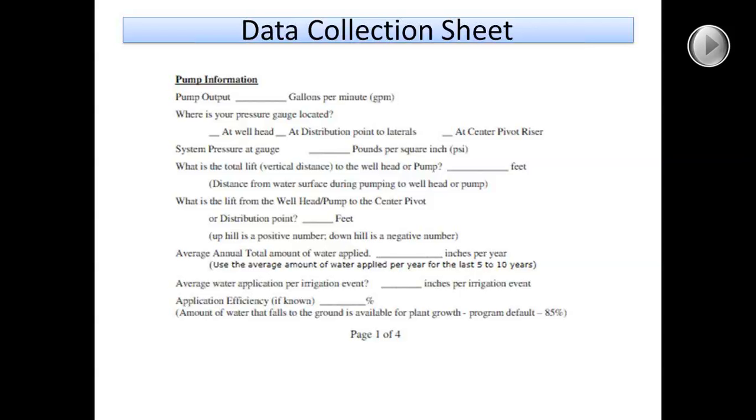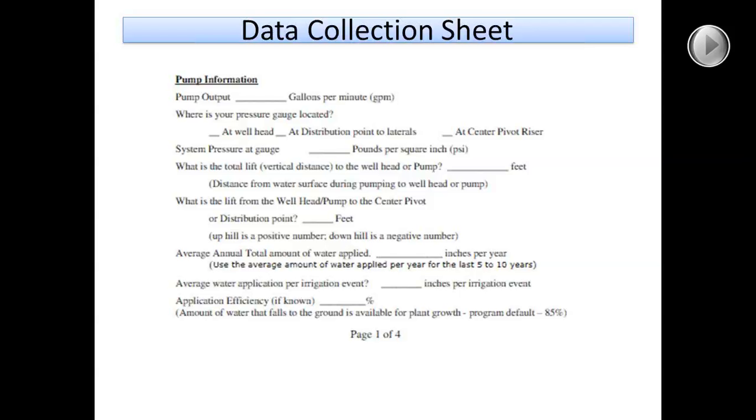Generally on my sheet, I'll sketch out the system, and then I can look at Google Earth or something and get some general elevations later if I'm not measuring it. Here it's looking for estimated elevations from your pump out to your distribution point on your system, whether it's your pivot or your wheel lines or hand lines.